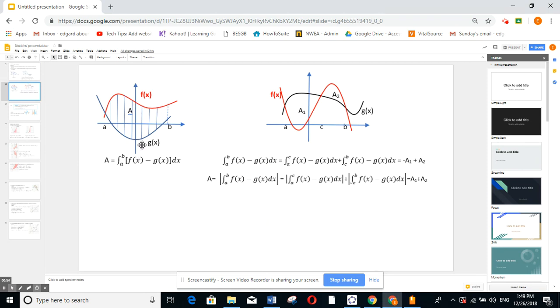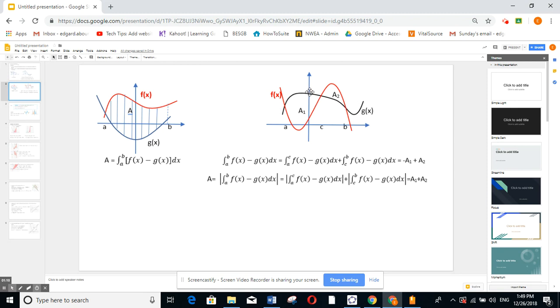If you have the area between two curves, here f of x minus g of x, this is certainly positive, but if you have g of x minus f of x, because g of x is below f of x, it will be negative.